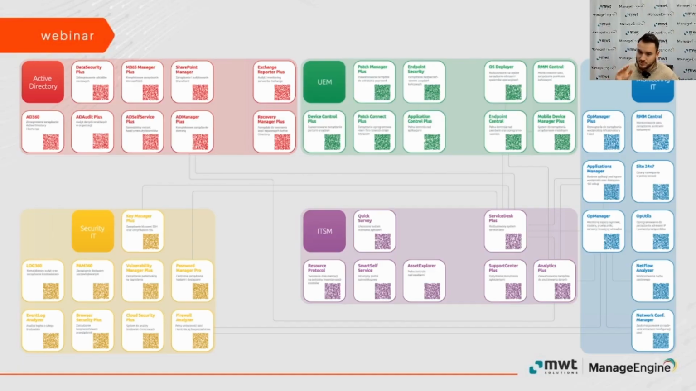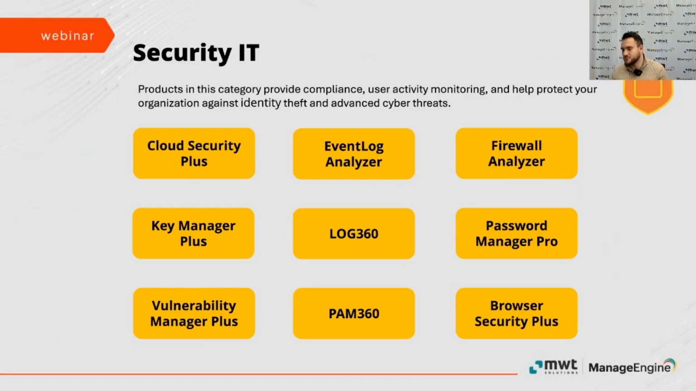And this is the moment when we're slowly moving to the security IT section, which is made from 9 products to be exact. Each one of the products can do a bit of everything, and some can do something very specific very well. Security IT is designed to bolster your company's security capabilities and make sure your company is compliant with all kinds of regulations, be it American, European, Asian, or global. You can see products called Cloud Security, Firewall Analyzer, Key Manager Plus, Password Manager Pro, Vulnerability Manager, Browser Security Plus, and so on.